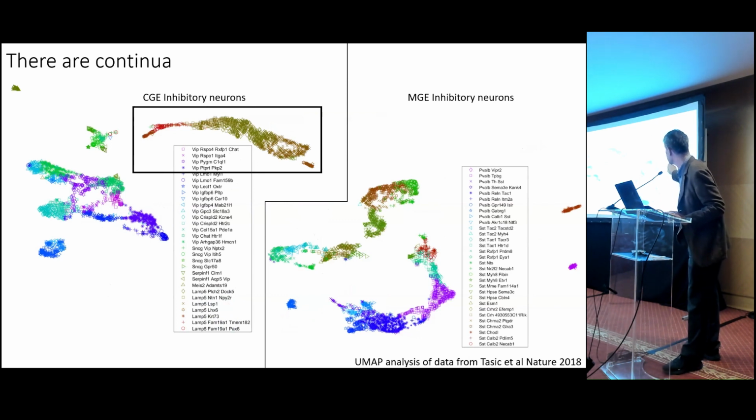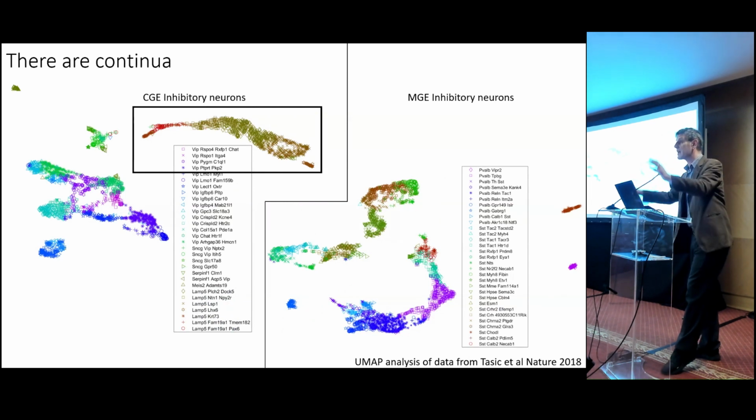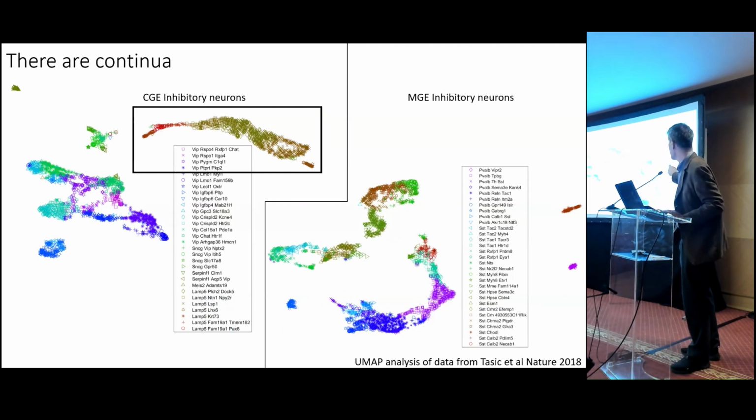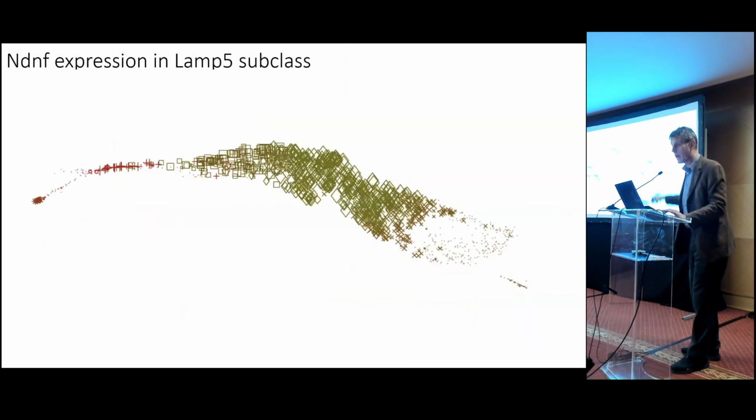And the different colors and glyphs tell you different clusters that came out of the cluster analysis, but they're not really discrete clusters other than this one. They're just tiling a continuum.